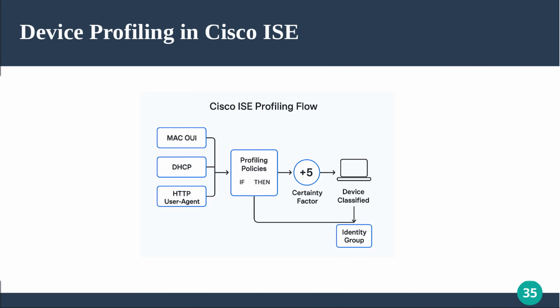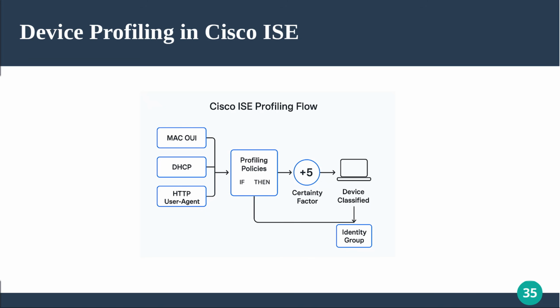Let's move on to device profiling, and we will have a look at a demo of this as well. Device profiling in Cisco ISE is the process of automatically identifying the type of device connecting to the network. For example, it could be a laptop, a smartphone, a printer, IP phone, or Internet of Things device. It could be a camera, for example. And this is based on its network behavior. So ISE uses information such as DHCP, HTTP, RADIUS, MAC, OUI, and traffic patterns to build a device profile, which is then used in authorization profiles to grant the appropriate level of network access without manual configuration.